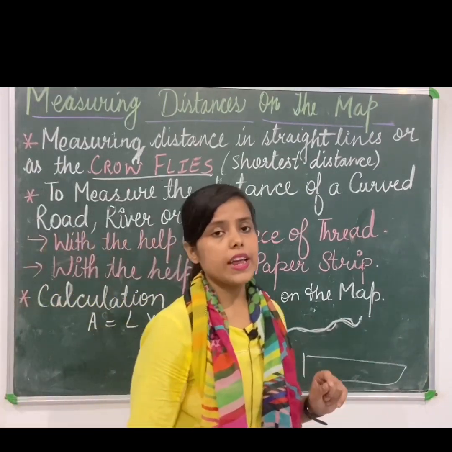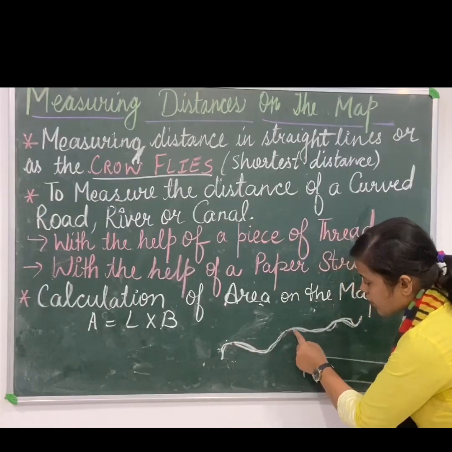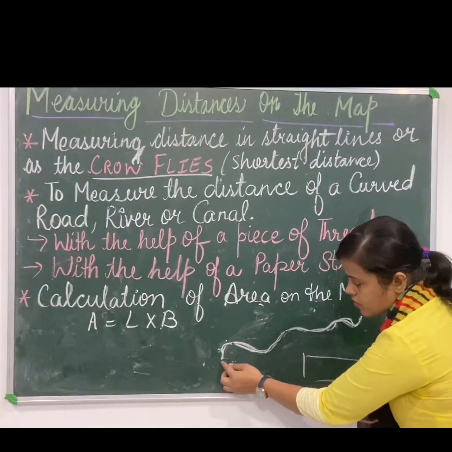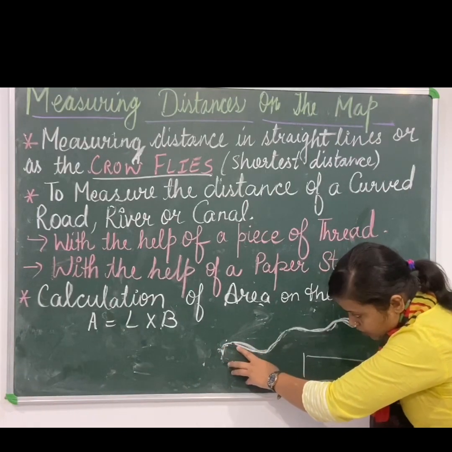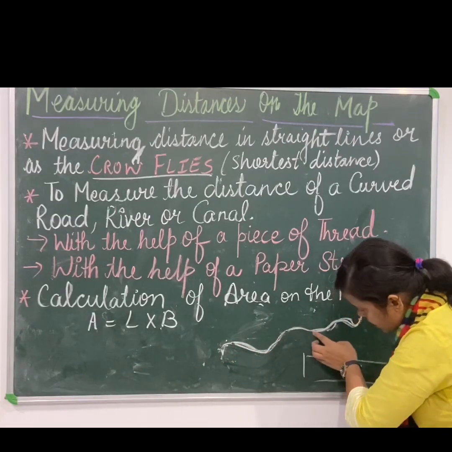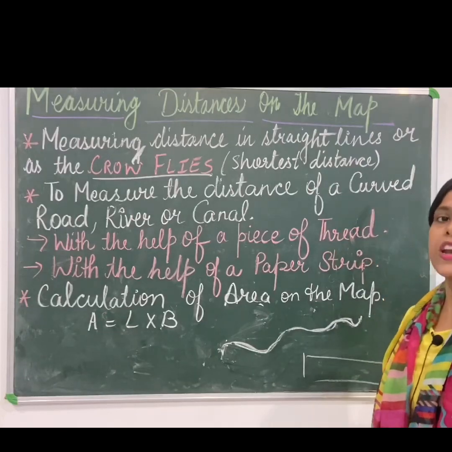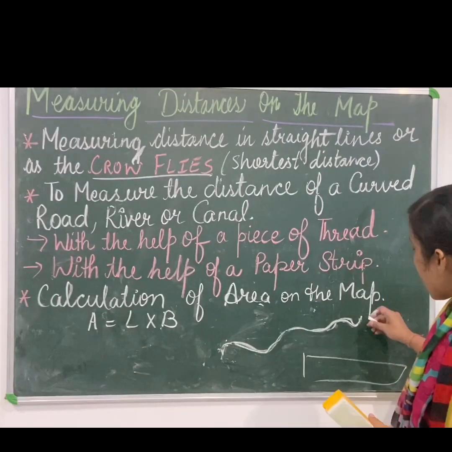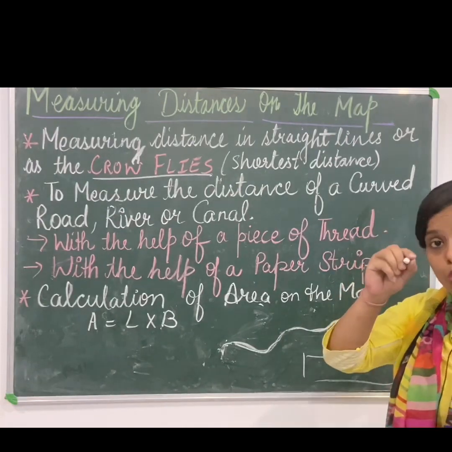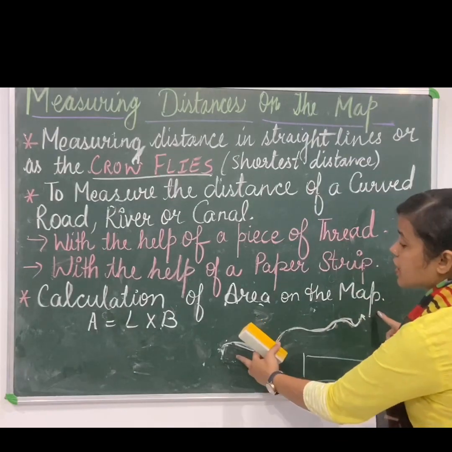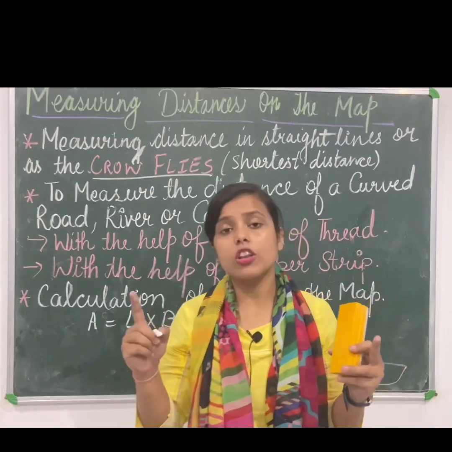You will take one thread now and you will place that thread in this curve format. You will start from here, then your thread will also bend according to the river, then it will go like this and this, then this. At the end of the thread you will take one pen or sketch pen, whatever you have with you, and put one mark so that you know where the end point of the river is, where the thread end point is, and what you have to measure on the scale.